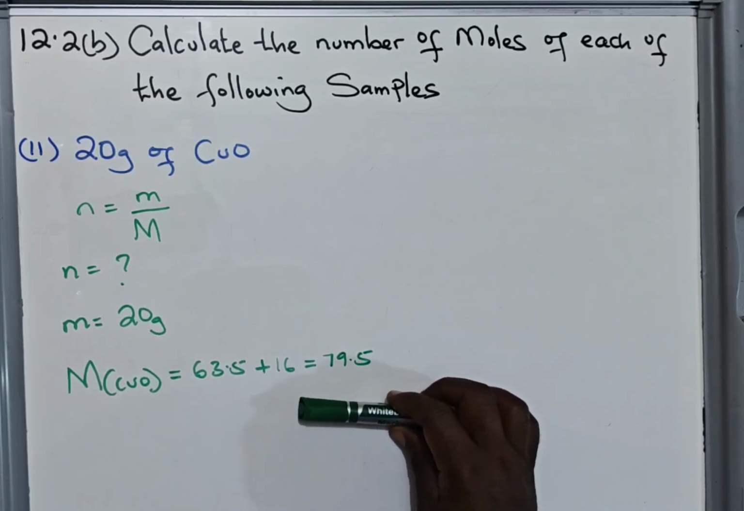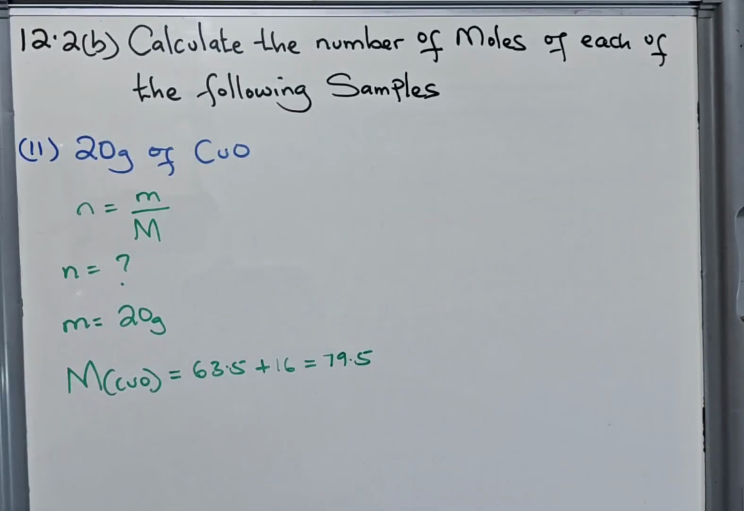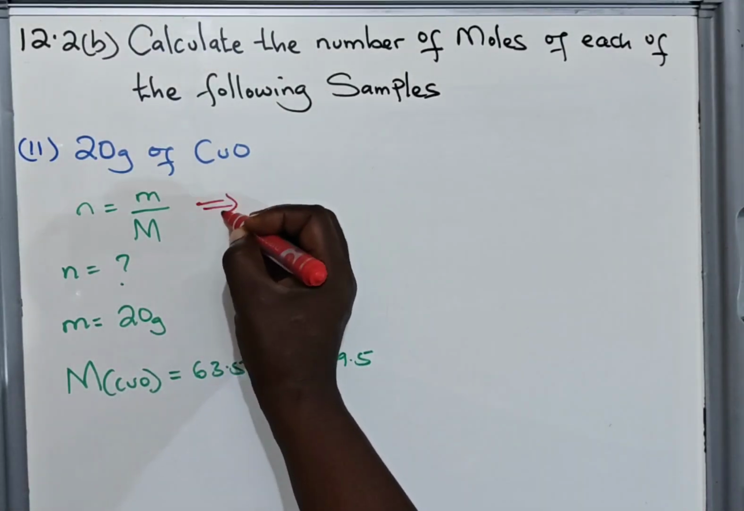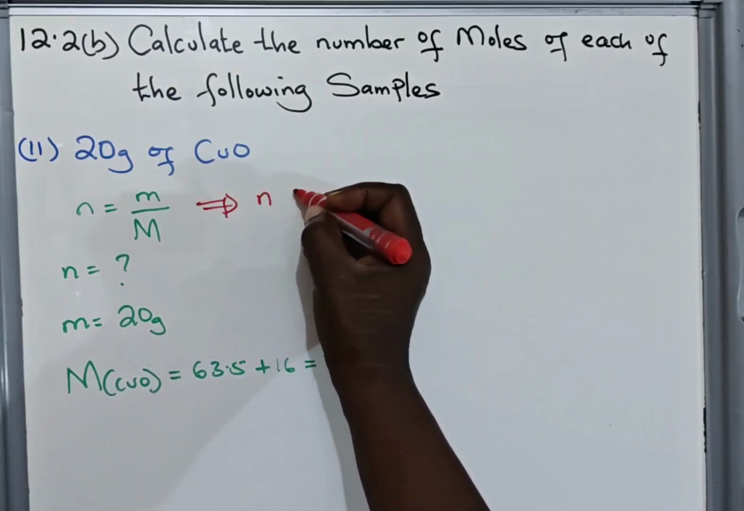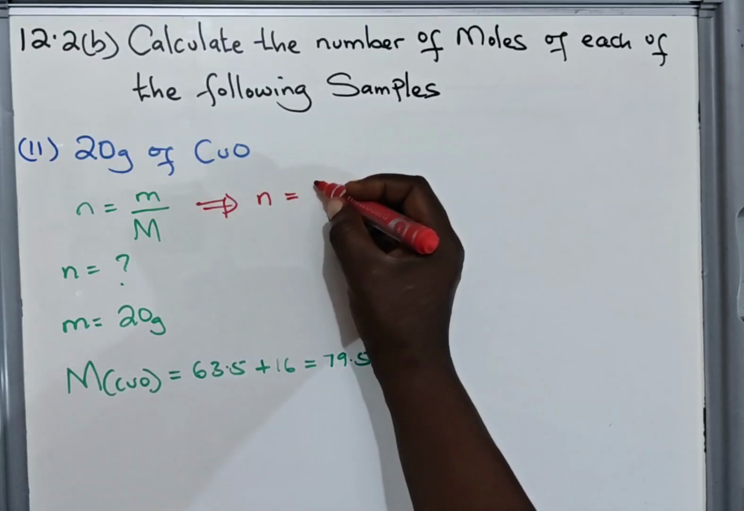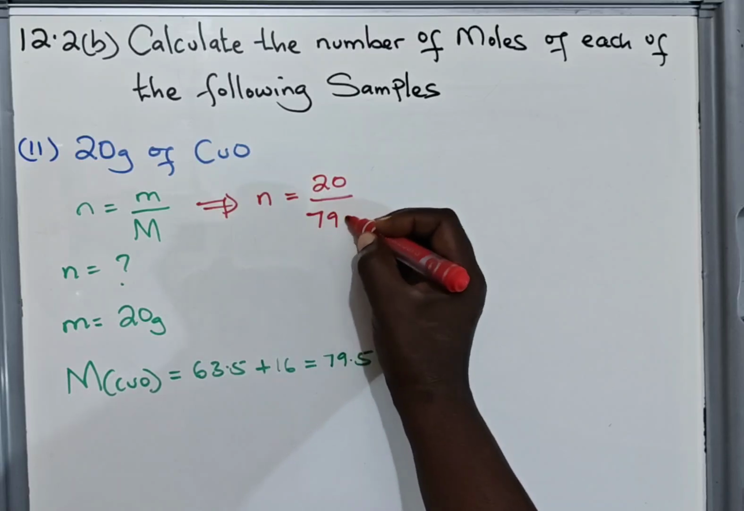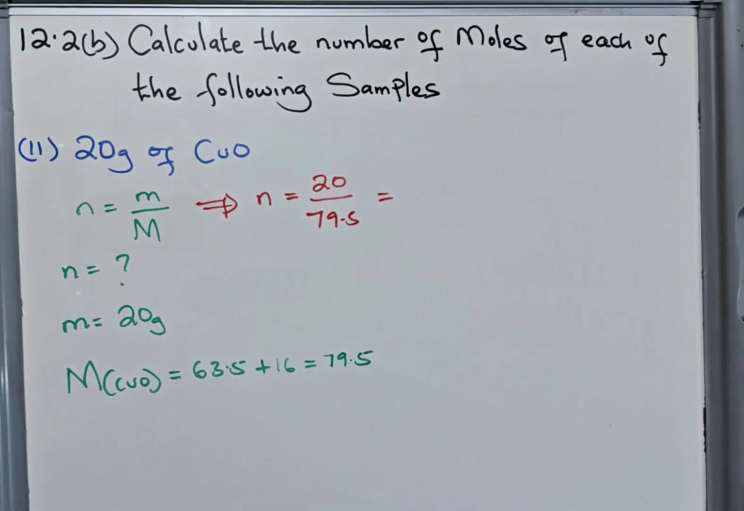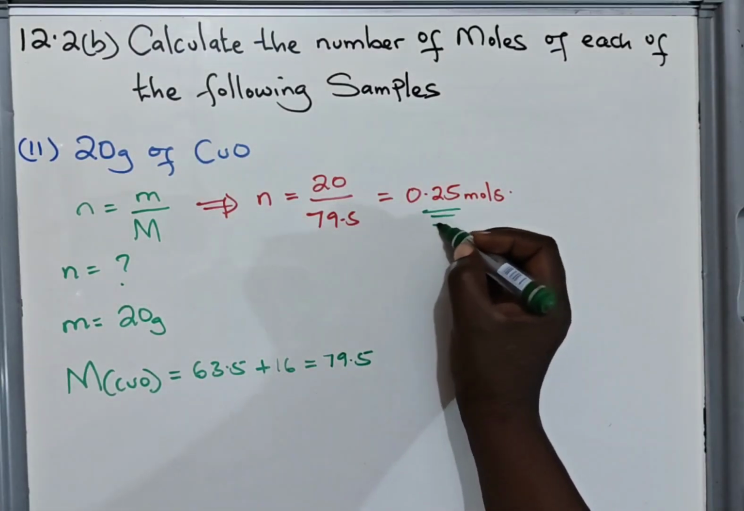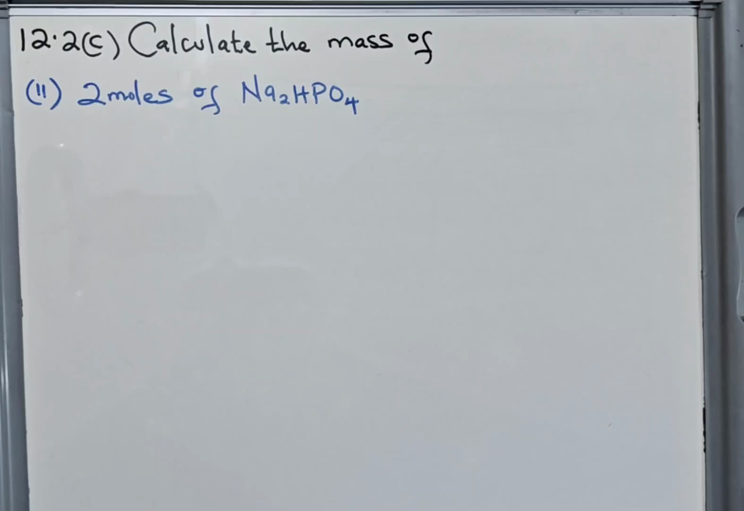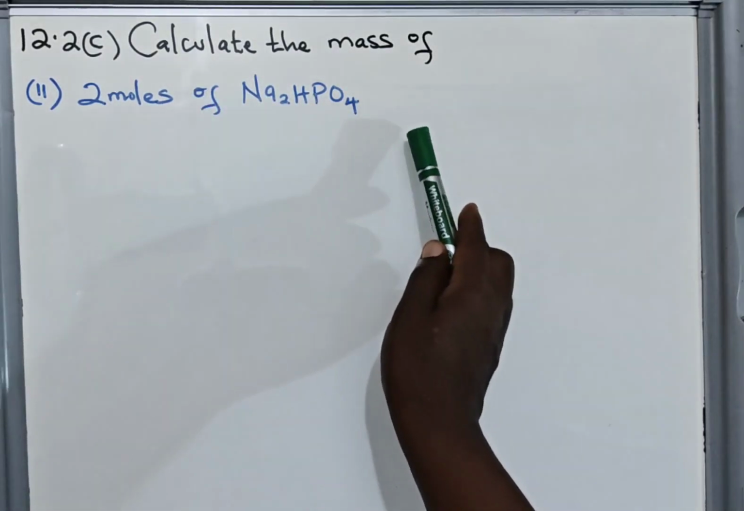The molar mass is 79.5 grams per mole. So what do we do with this information? We substitute. We are looking for number of moles, which we don't know, but the mass is 20 grams, and the molar mass is 79.5. So the number of moles is 0.25 moles.